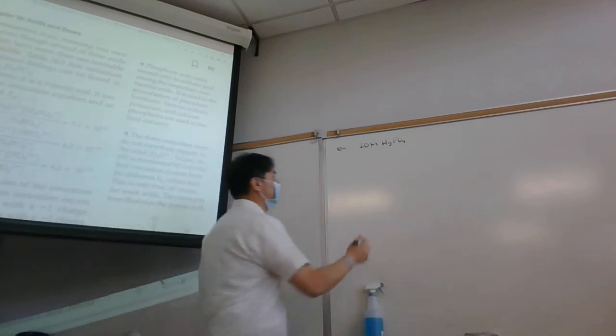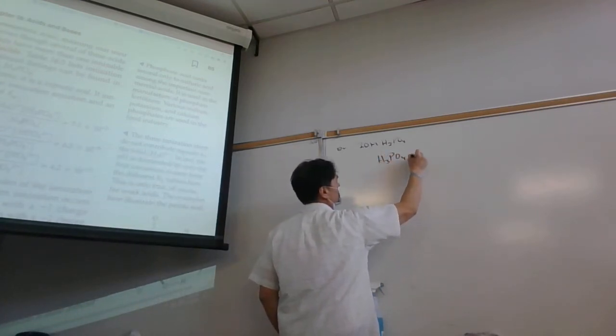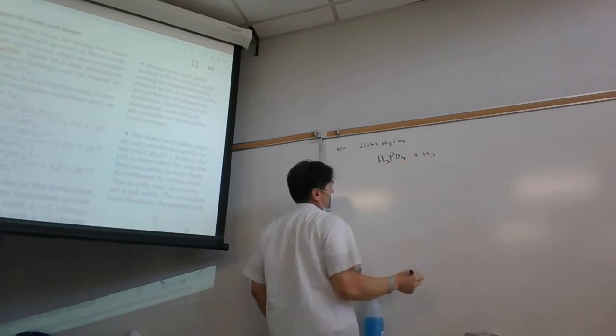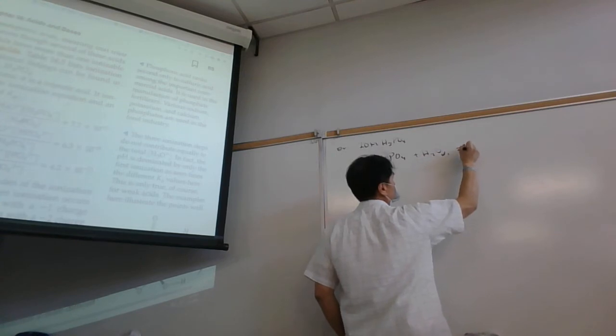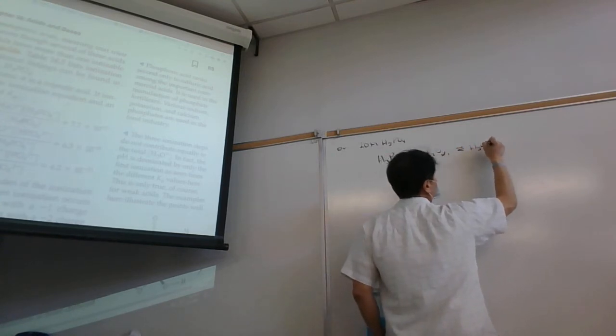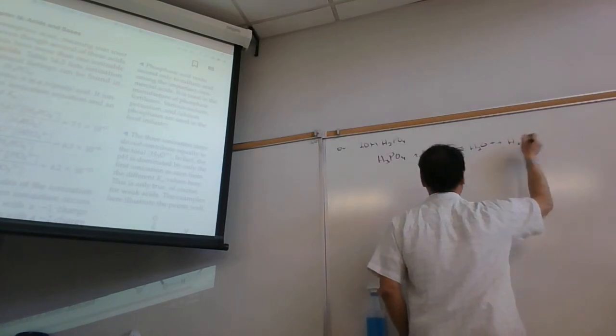And anyway, this is stepwise. So we've got to start off with phosphoric acid. That's what we have. And so we do Ka1, which is phosphoric acid plus water. This is going to yield hydronium plus dihydrogen phosphate, H2PO4 minus.